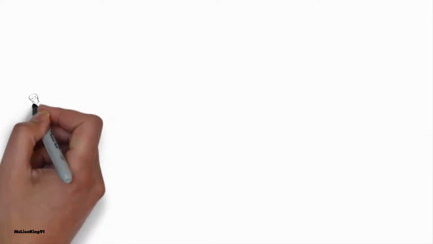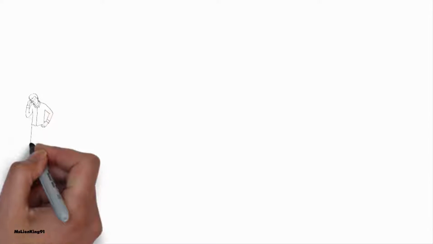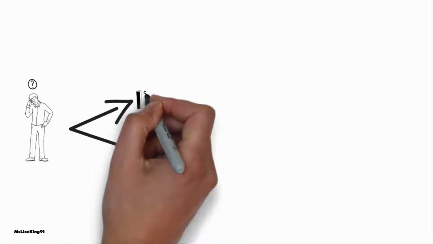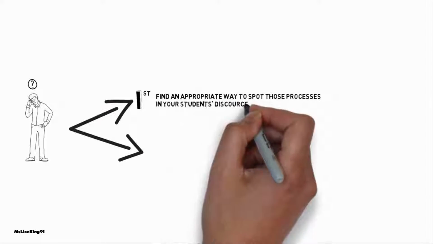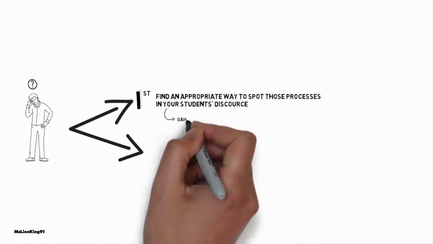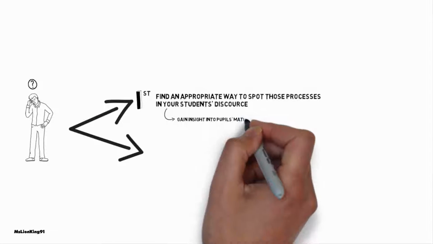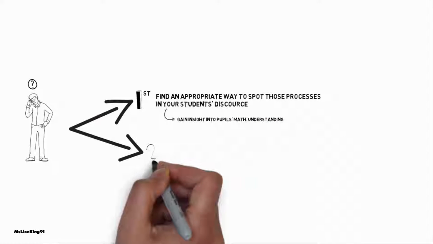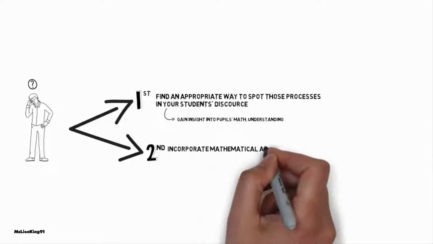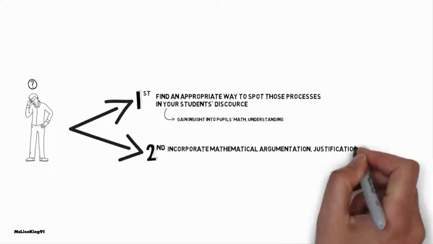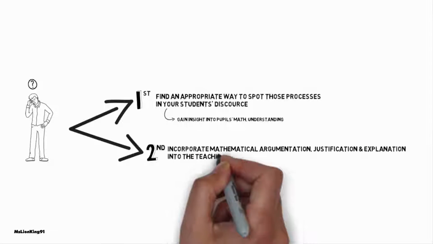To sum up, and in order to answer to those wondering how to apply such things in the classroom, I have to say that two things are crucial. First, to find an appropriate way to spot the aforesaid processes in students' discourse, since they enable teachers to gain insight into pupils' mathematical understanding. And second, to manage to incorporate mathematical argumentation, mathematical justification, and mathematical explanation into the teaching and learning process.